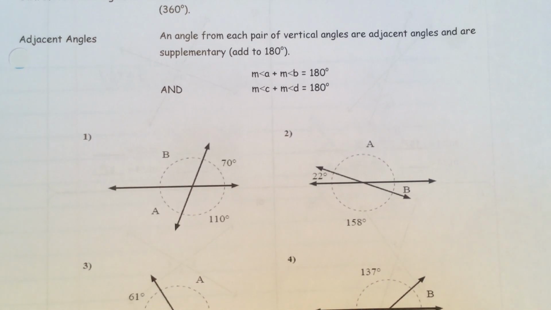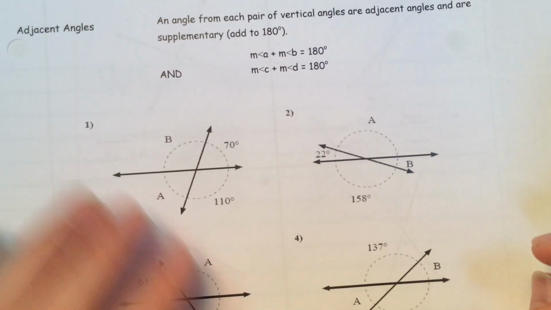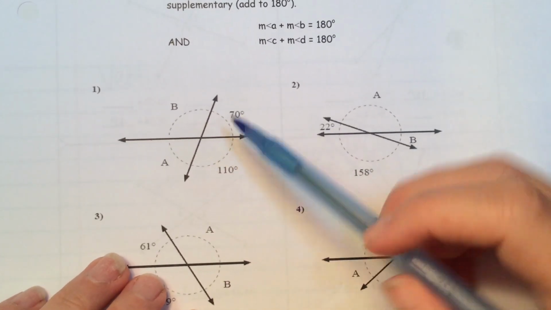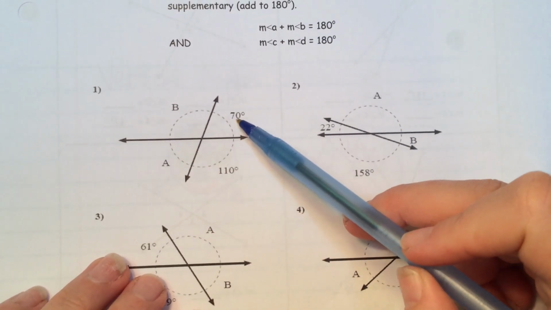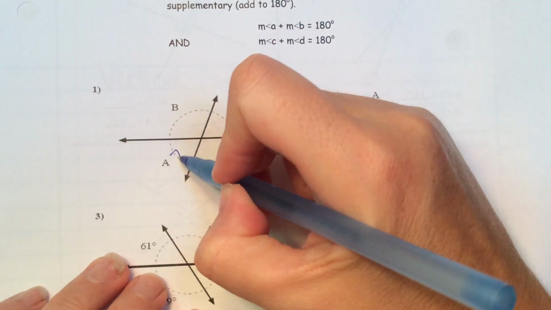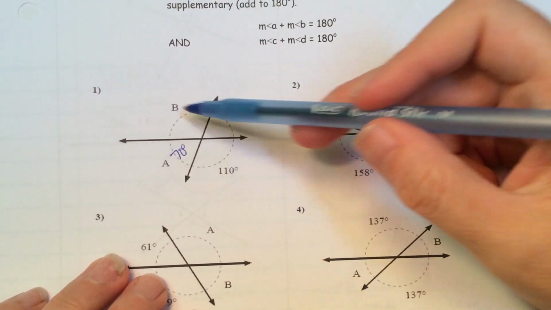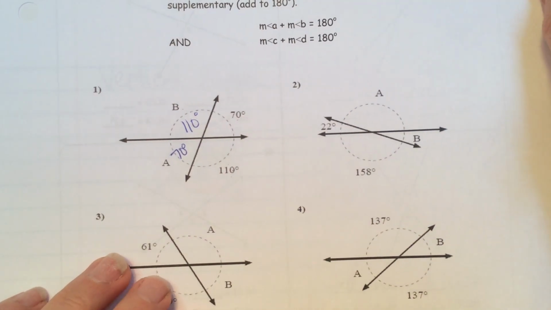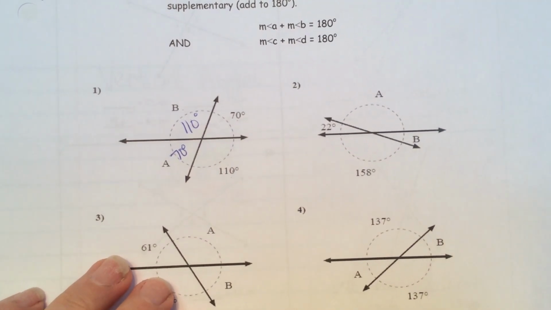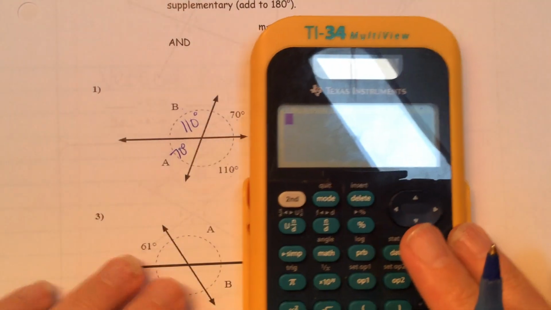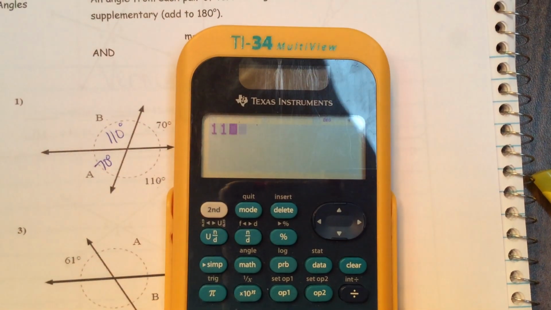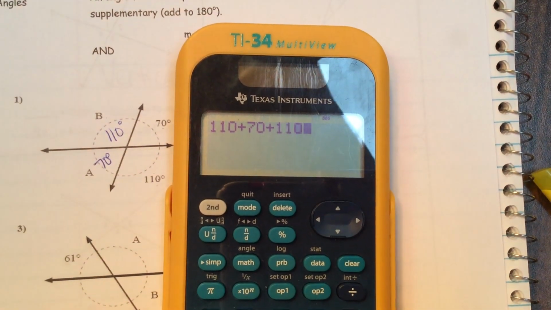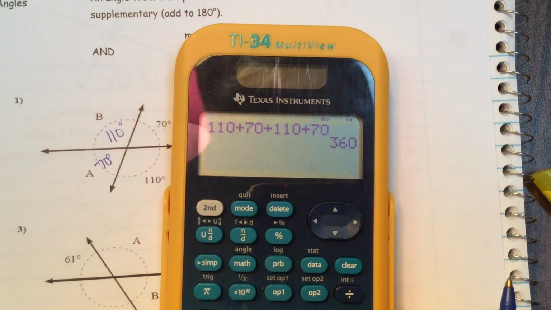All right, let's do these four together. So here's what we know. If this is 70, so is this. And if this is 110, so is this. So we're done. And we'll check ourselves, make sure they all add up to 360. So 110 plus 70 plus 110 plus 70, 360.